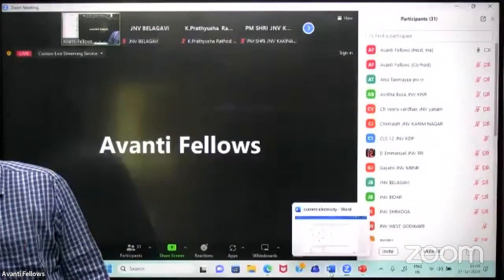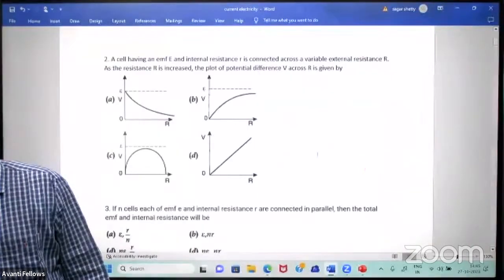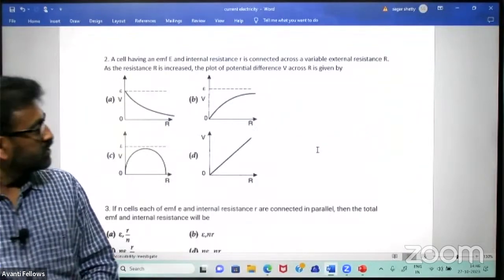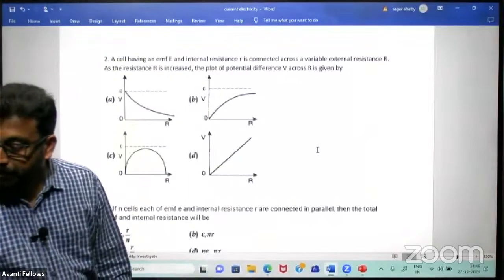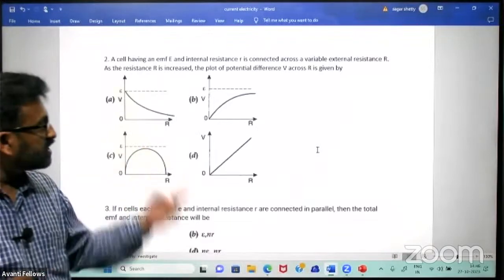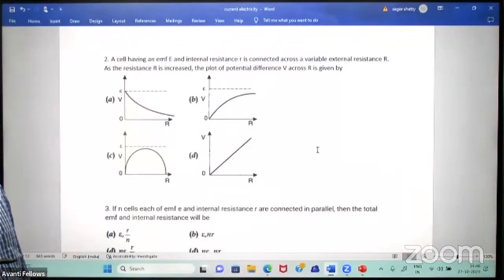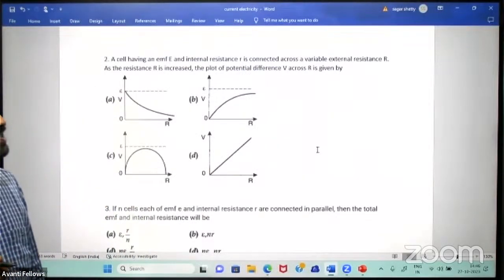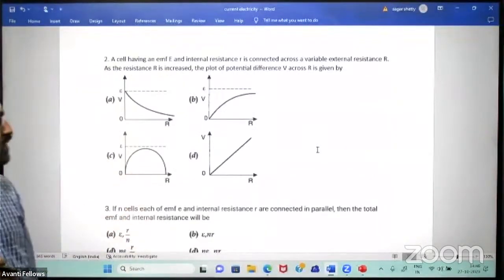Now let's see a few more questions. See question number 2. A cell having an EMF E and internal resistance R is connected across a variable external resistance capital R. As the external resistance R is increased, the plot of potential difference V across R is given by, which is the correct option?